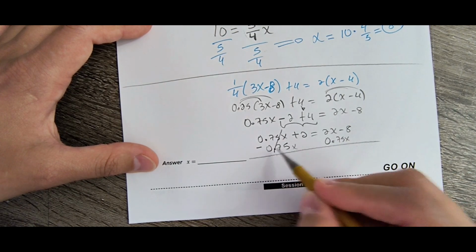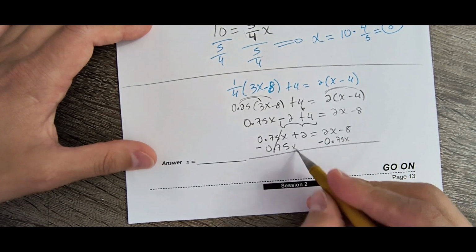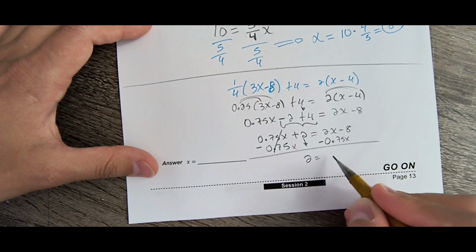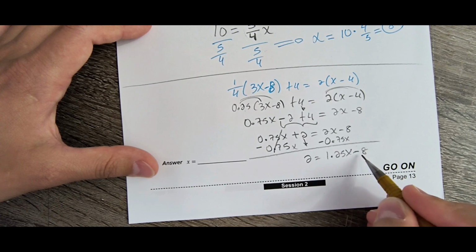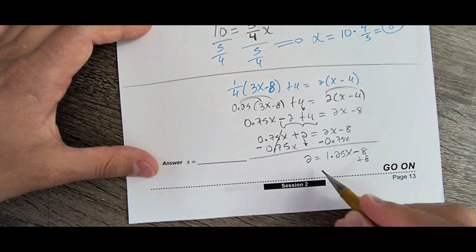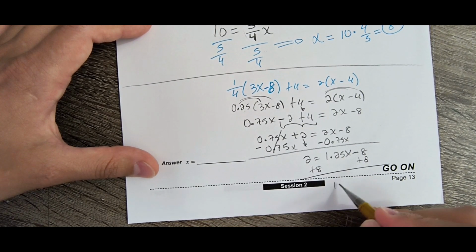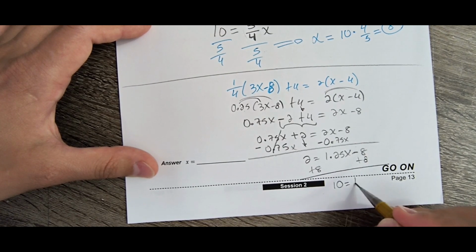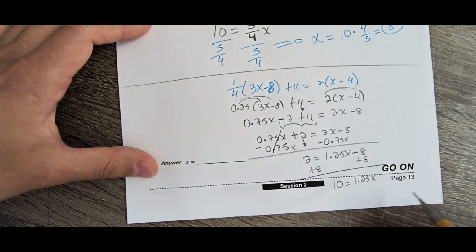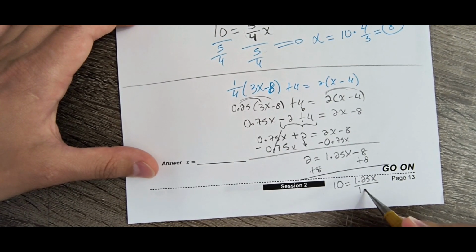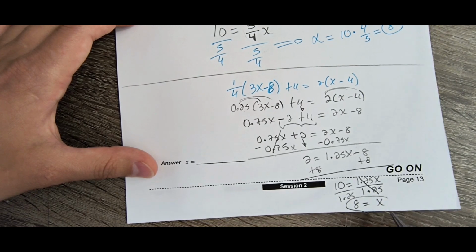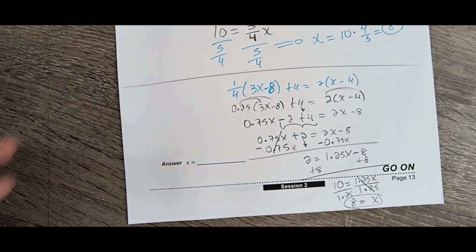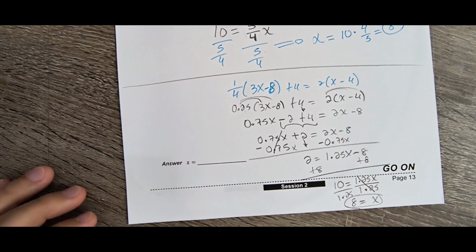So 2 is equal to 1.25x minus 8. Then I add 8 on both sides, and I will obtain 10 is equal to 1.25x. And my final step is to divide by 1.25 on both sides. And then 8 is equal to x, or x is equal to 8. So we obtain exactly the same answer. I hope this way it's better for you to understand.